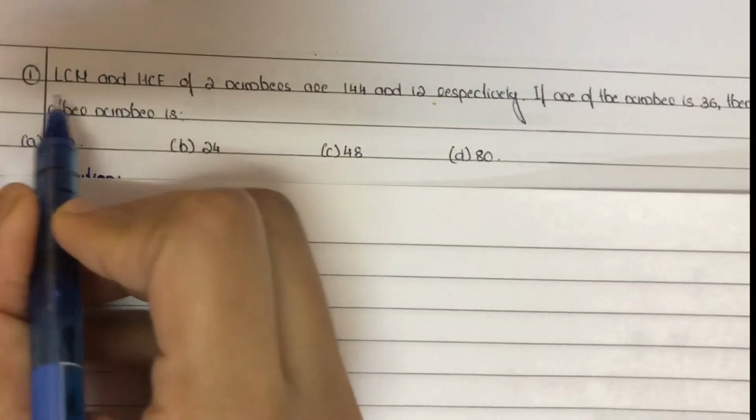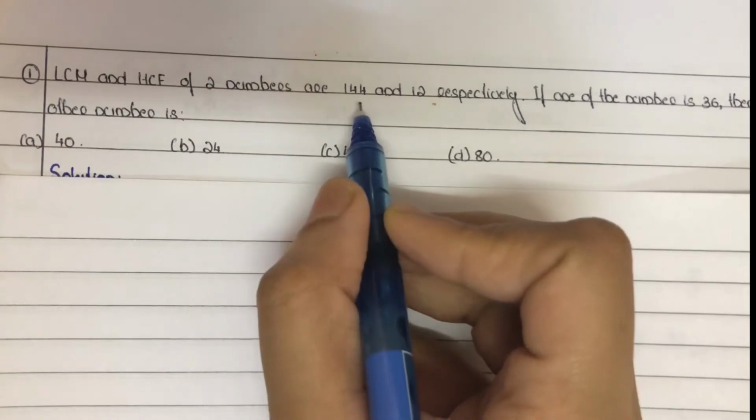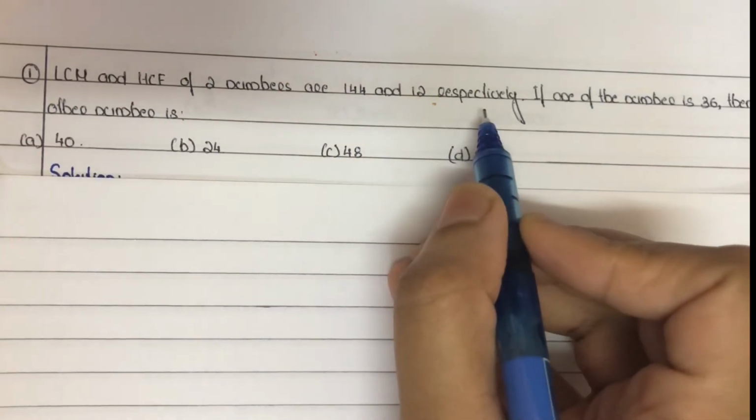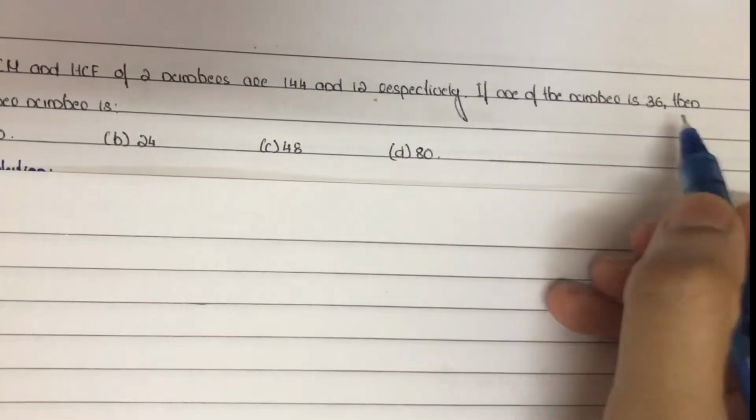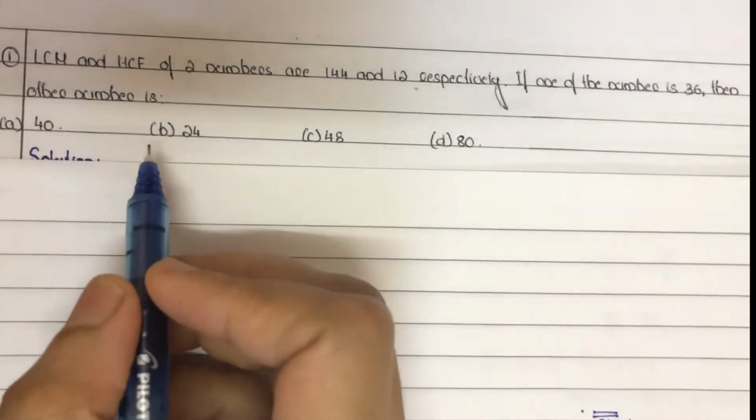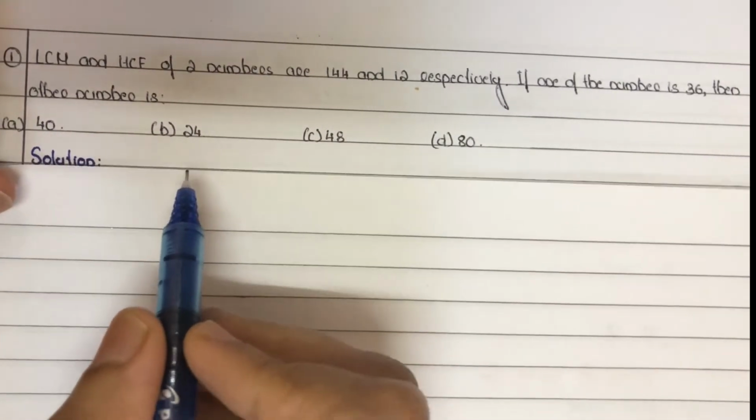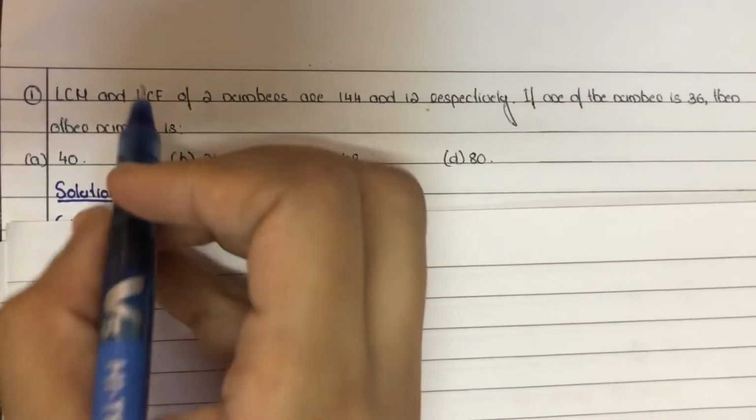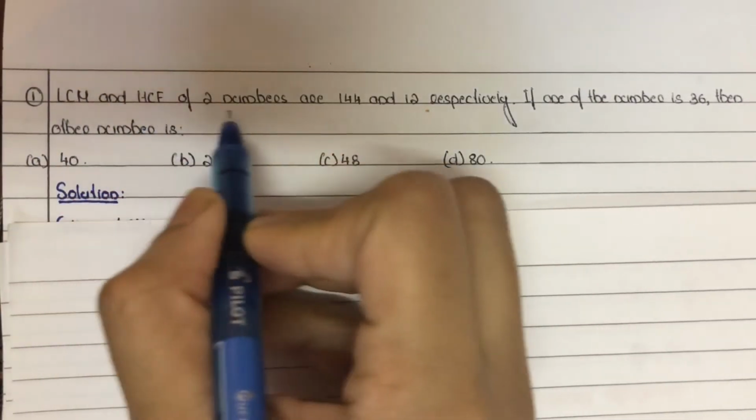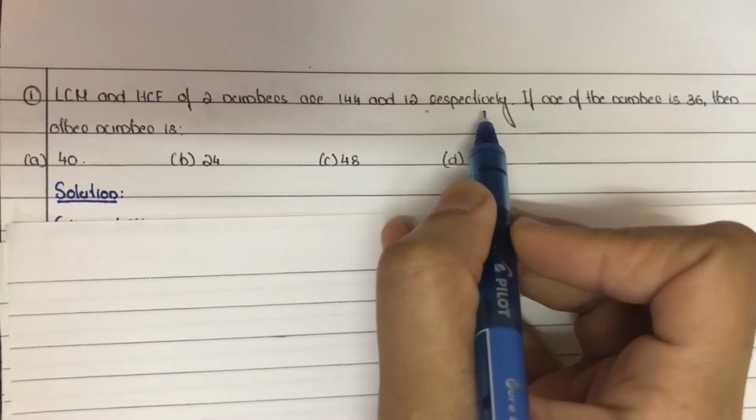Question number 1. LCM and HCF of two numbers are 144 and 12 respectively. If one of the numbers is 36, then the other number is: option A 40, option B 24, option C 48, option D 80. LCM and HCF of two numbers are 144 and 12 respectively.